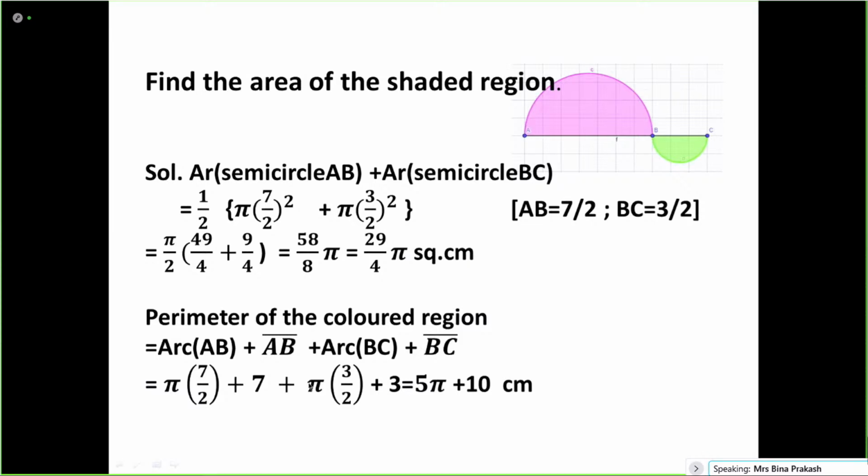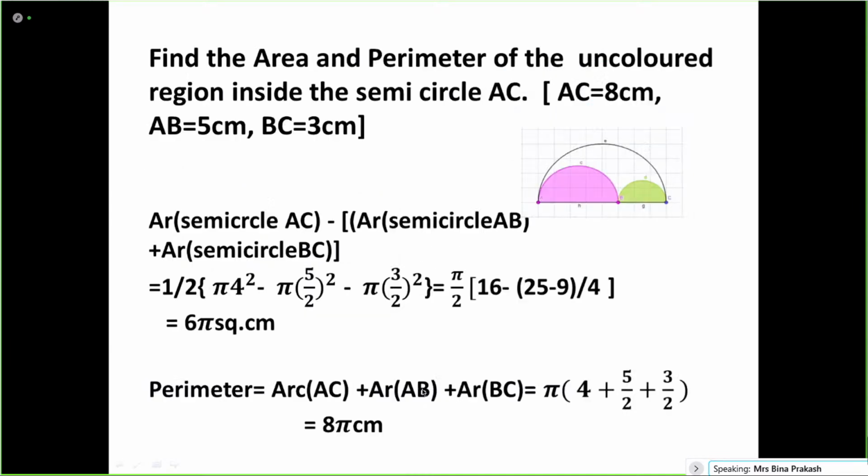Now here we find that we have two like quantities, that is pi, pi. So they are added and that gives us 5 pi. 7 and 3 get added up, it is 10. So again I am leaving the answer in terms of pi because the pi that we'll use will not get simplified with pi. So we'll leave the answer in that form. We move on to the next question. Find the area and the perimeter of the uncolored region in that semicircular region AB, it is semicircle AC. This is a semicircle that we have, AC.